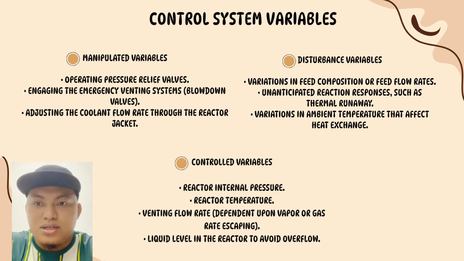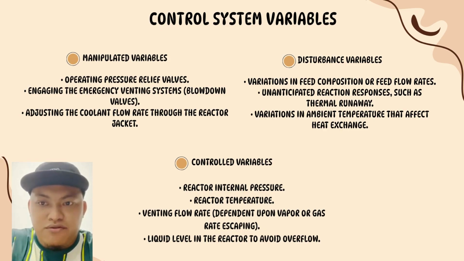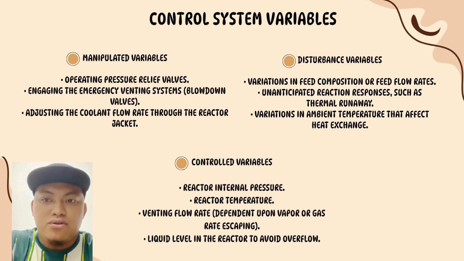Number 2 is disturbance variables. Variations in feed composition or feed flow rates. Unanticipated reaction responses, such as thermal runaway. Variation in ambient temperature that affects heat exchange.